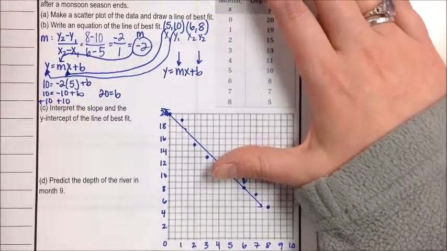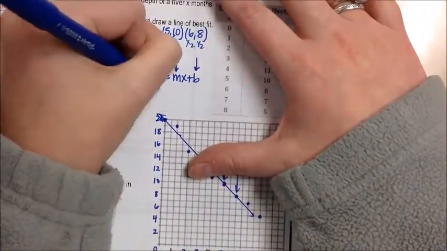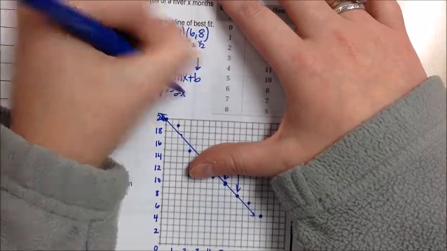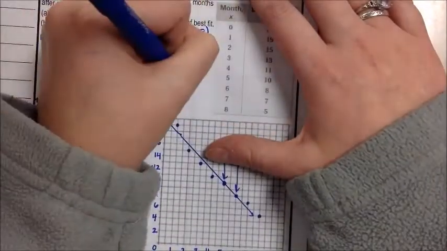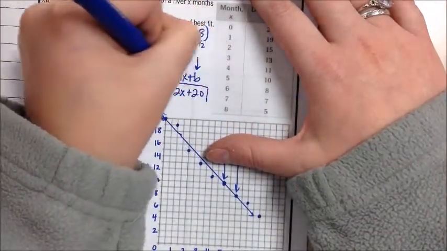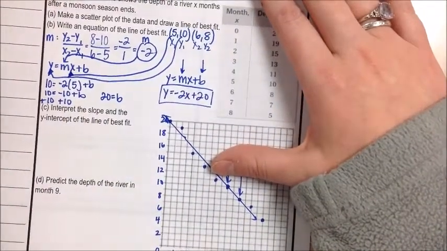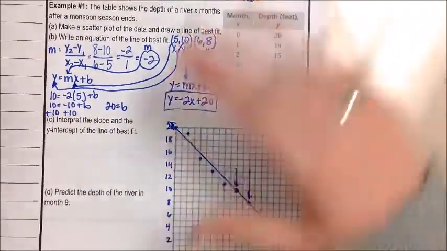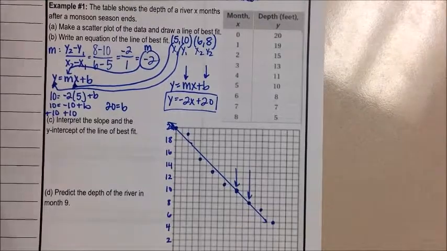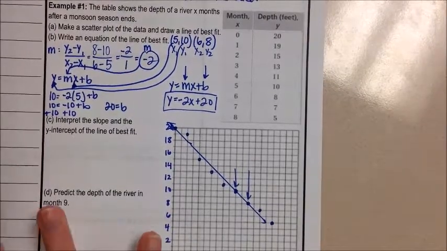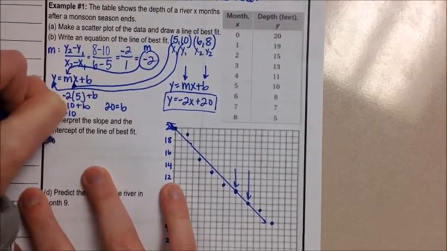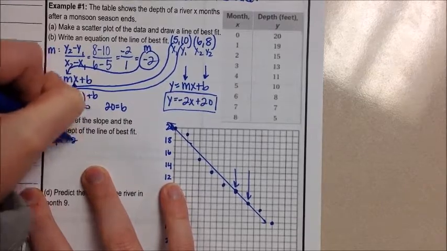That's what I'm filling in. Okay, so my m was negative 2, and my b is 20. So there's my equation of the line of best fit. Letter C says interpret the slope and the y-intercept of the line of best fit. So my slope is negative 2.